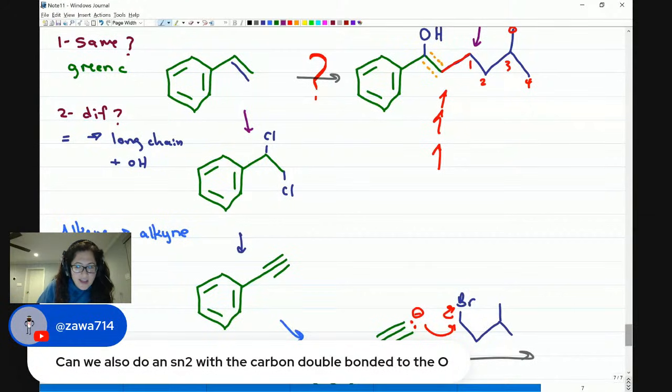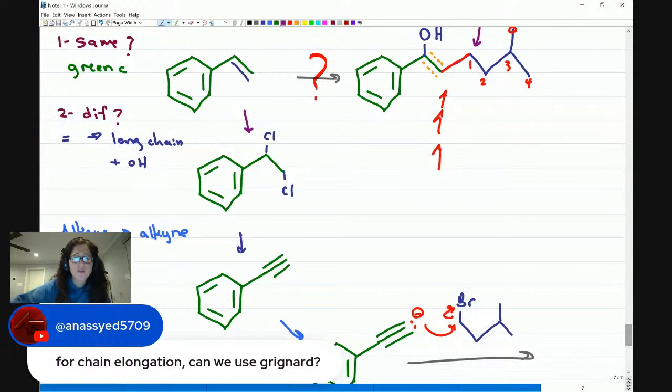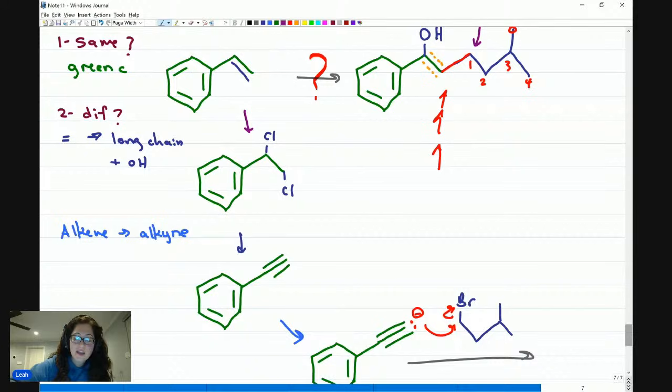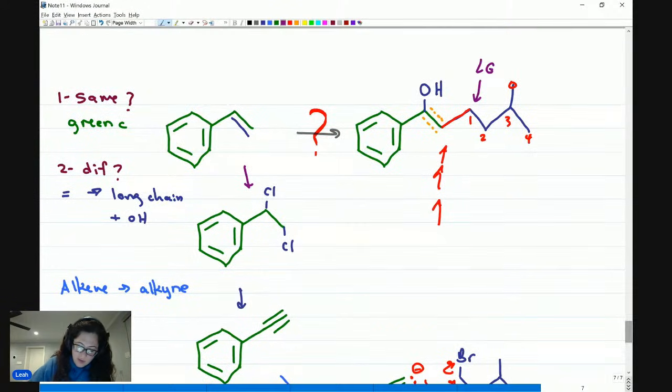Question here. Can we also do an SN2 with a carbon double bonded to the O? You're talking about a carbonyl nucleophilic addition reaction? If you're thinking Grignards, that would be another way to do it, but I'm not teaching the Grignards now because not everyone here has learned it. What you could have done is this right here came from a carbonyl, that's your carbonyl, that's your Grignard, and then everything else is very, very similar. So definitely an option. All right, so let's go back to what we have here.